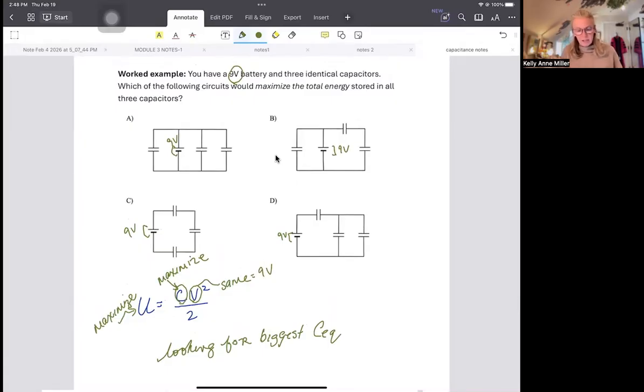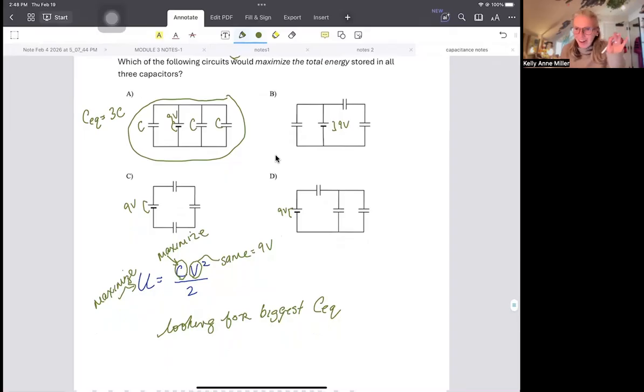So we just have to analyze, and we can do it almost by inspection, right? If you compare configuration A, you've got 1, 2, 3, all 3 capacitors in parallel. So the equivalent capacitance is going to be just C plus C plus C, which is 3C. Okay, so that is going to be the largest equivalent capacitance. The smallest equivalent capacitance is going to be this one, right?